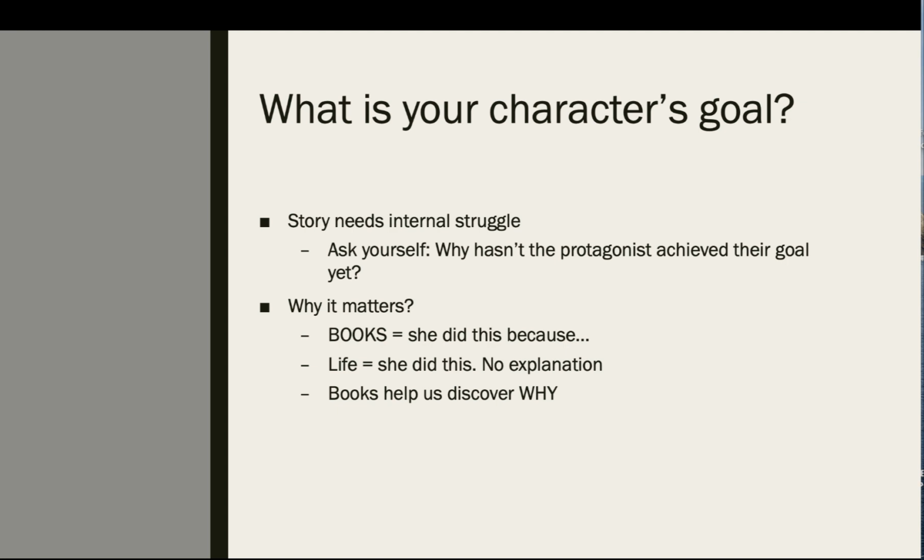into the internal struggle. Why hasn't the protagonist achieved their goal yet? In books, the answer to that question is she did this because, and the because matters, right? The because is the motivation, the why. In life, she did this, no explanation.